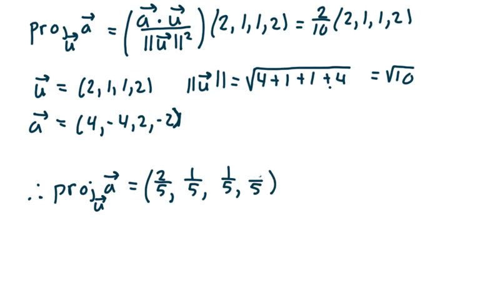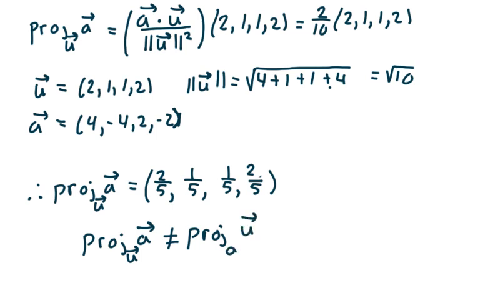And the most important thing I want you to notice is that in general, the projection of A onto U, and this is a vector projection, is not equal to the projection of U onto A. So again, the vector projection of A onto U is not the same as the vector projection of U onto A. And that'll conclude this video for the Exam 1 review. This was problem 11. Thank you.